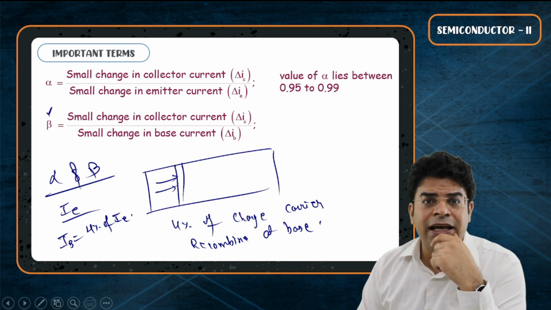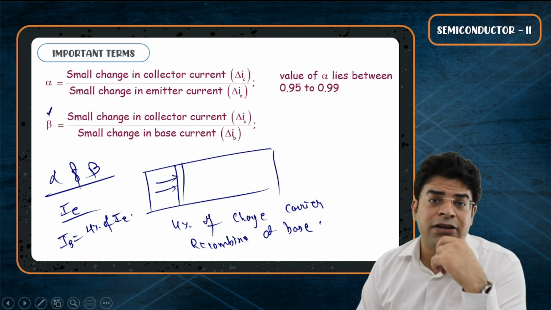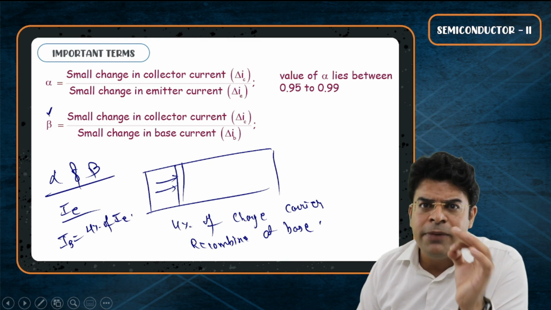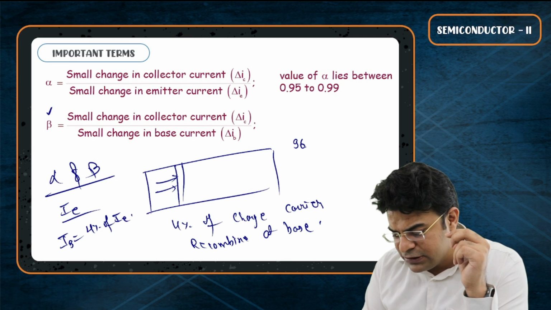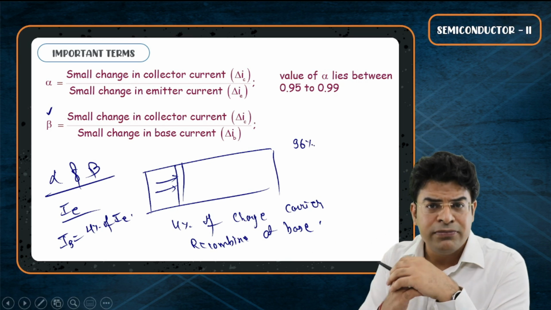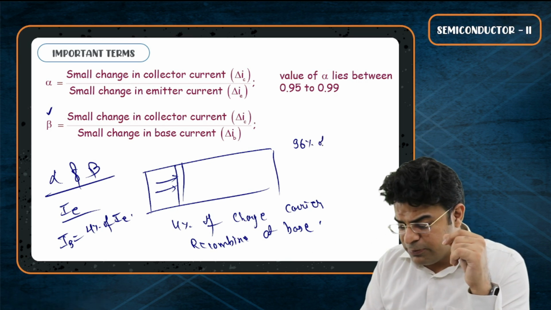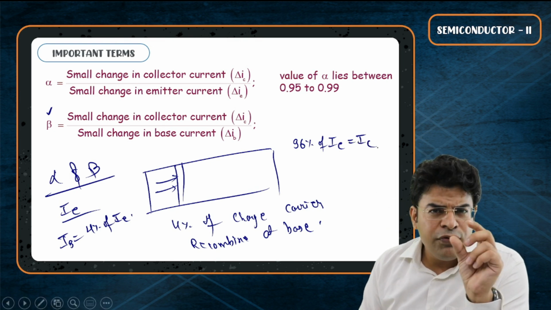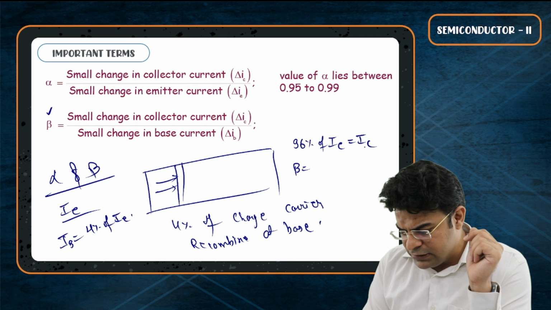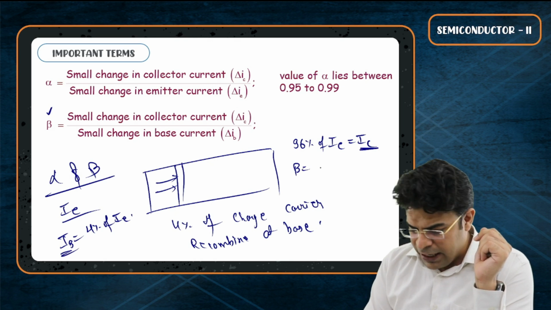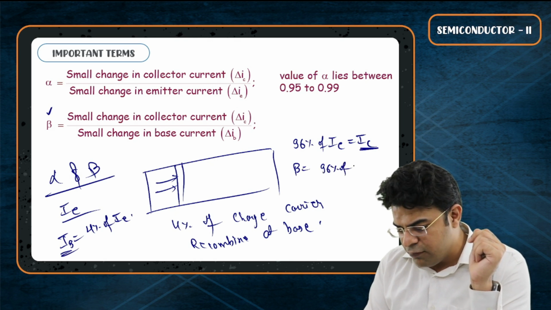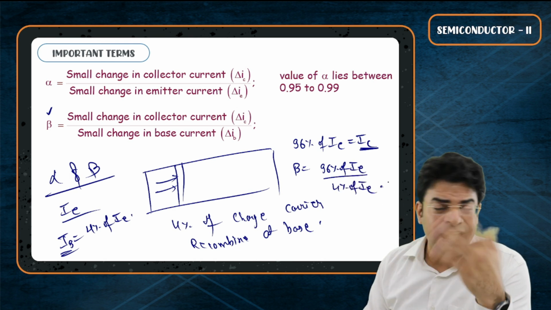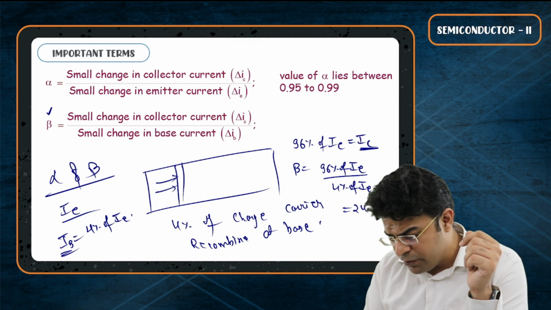Sir, beta is collector current upon the base current. If 4% of the charge carriers recombine at base, it means that 96% of charge carriers move to collector. It means that 96% of the emitter current is the collector current. If you ask me what is beta, beta is nothing but IC upon IB, so that is 96% of IE upon 4% of IE, and that comes out to be 96 by 4, that comes out to be 24.